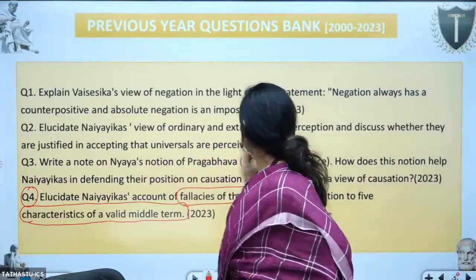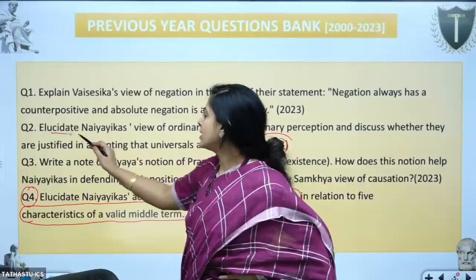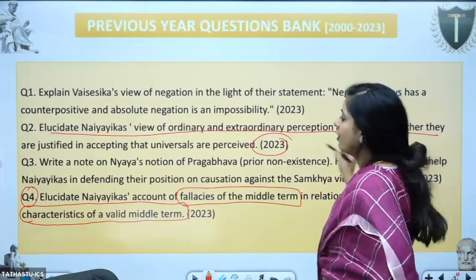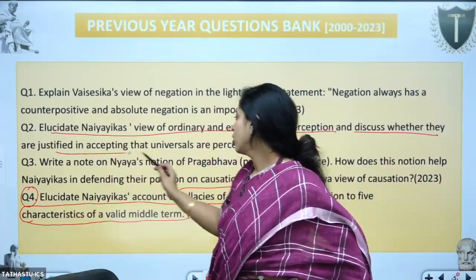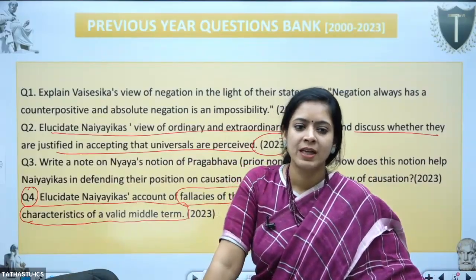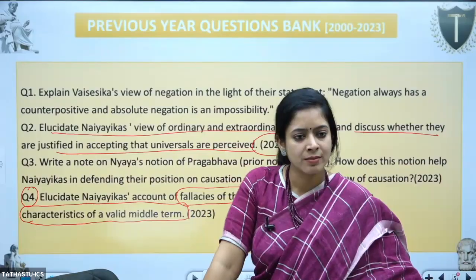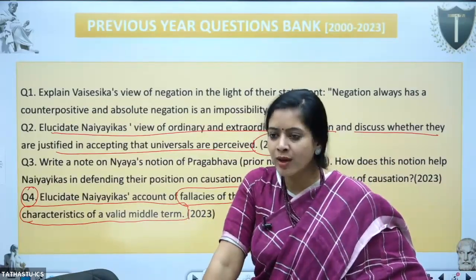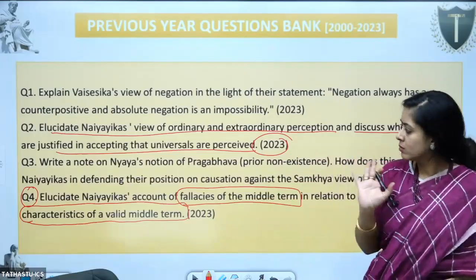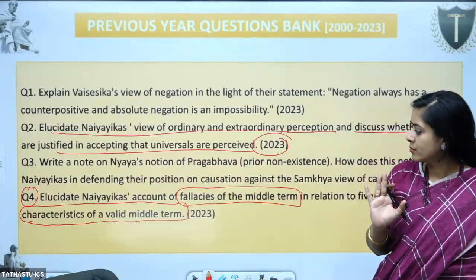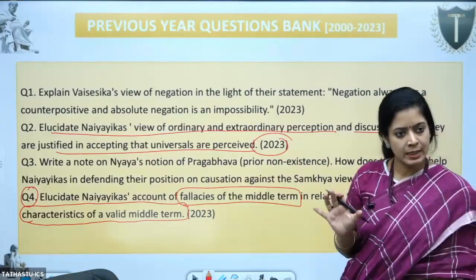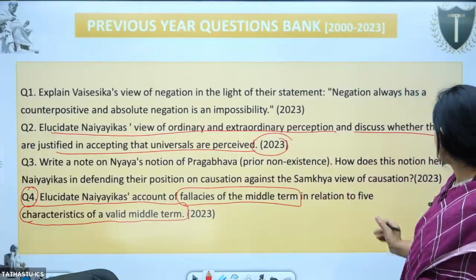हाँ. So 2023 का question बताओ. Elucidate Nyayika's view of ordinary and extraordinary perception. Discuss whether they are justified in accepting universals are perceived. किस पे है question? लिखा मुश्किल है क्या? You can write. All of you can write. पढ़ लो question, पढ़ लो. Sure? ठीक है. सेकंड अभी हमने किया नहीं है, ठीक है.